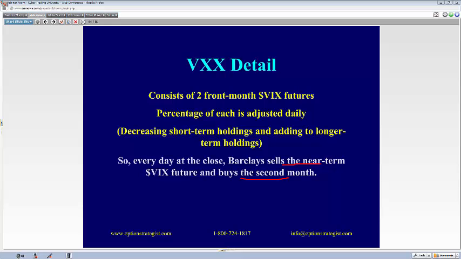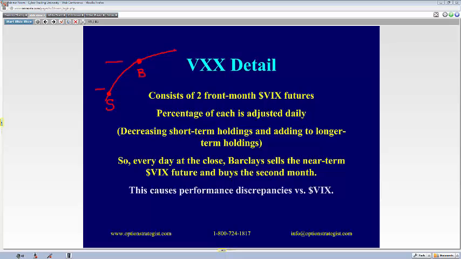But they still have to do this every single day. And this can cause some performance discrepancies. Again, remember, in an upward sloping term structure, in a bull market, the near-term future is trading here, and the second month is trading here. And every day, Barclays has to sell some of the near term and buy some of the second term. And so it means every day in a bull market, they're paying a debit. They're costing themselves a little money each day. And eventually that begins to take its toll.